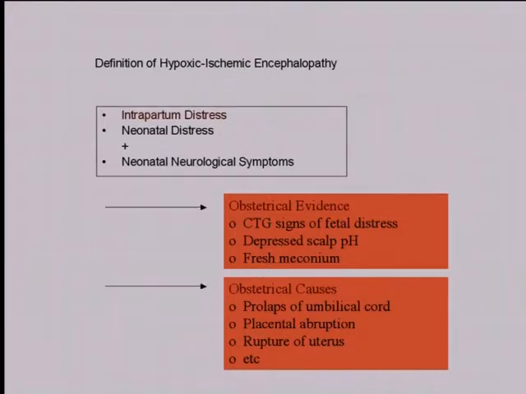Now, obstetrical evidence of intrapartum distress are, as I said, cardiotocogram signs, depressed scalp pH. Fresh meconium is a very weak sign, but it may count. Obstetrical causes must be present: prolapse of the umbilical cord, cord around the neck, placental abruption or rupture of the uterus, and others. Because you must have some indication something is happening perinatally. Otherwise, the damage could have been weeks or months before. Next.